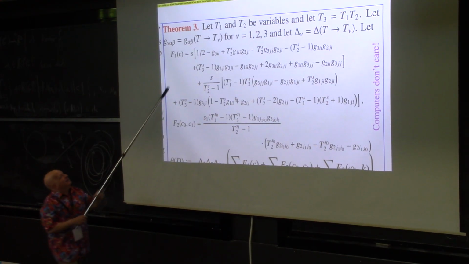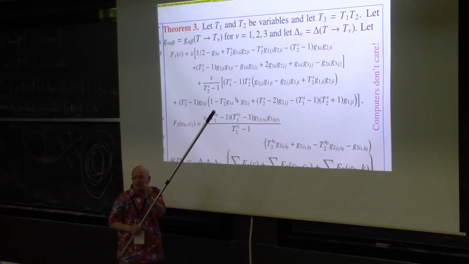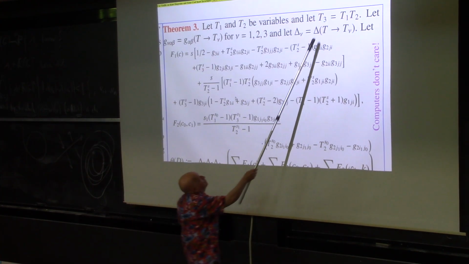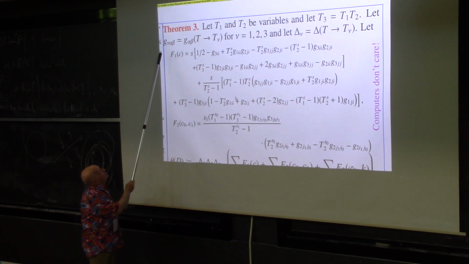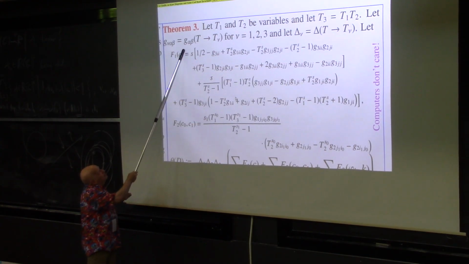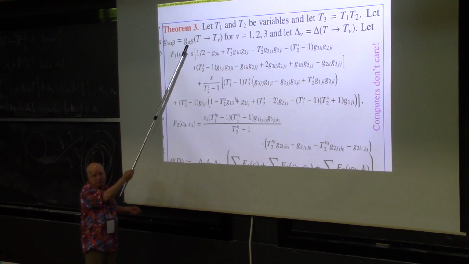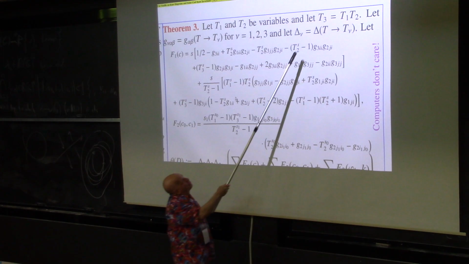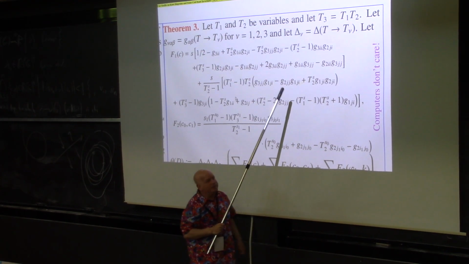So you let T1 and T2 be 2 variables. Instead of 1 probability, T, you now have 2, T1 and T2. And then let T3 be the product of T1 and T2. And now I have 3 traffic functions, G nu alpha beta, where nu can be 1, 2, or 3. Namely, the old traffic function, but with T replaced by T nu. Likewise, I have 3 determinants, delta nu, namely delta with T replaced by T nu.